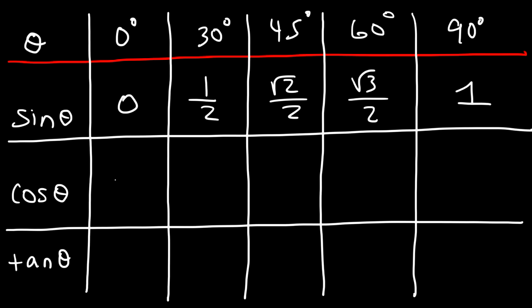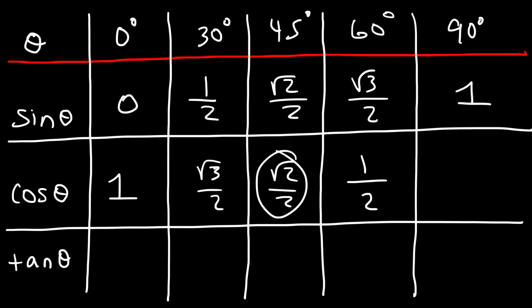Cosine 0 is 1. Cosine 30 is the square root of 3 over 2. Cosine 60 is 1 half. Cosine 45 is the square root of 2 over 2. Cosine 90 is 0. So notice as the angle increases from 0 to 90, cosine is decreasing from 1 to 0, but sine is increasing from 0 to 1.